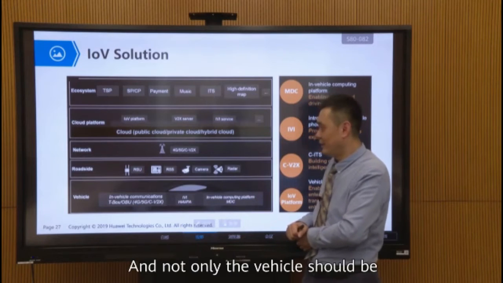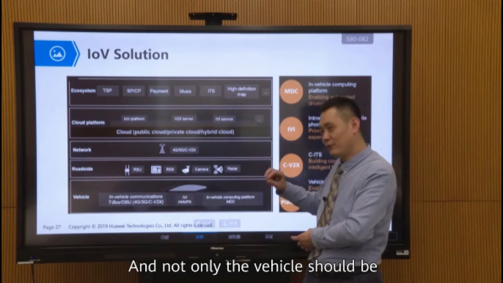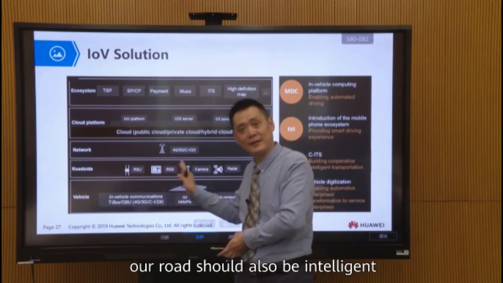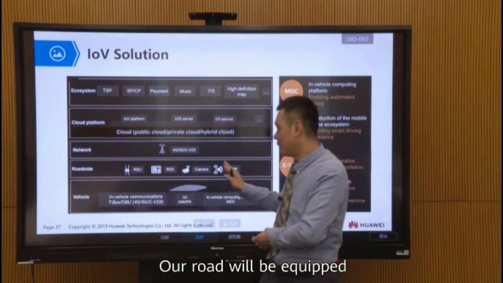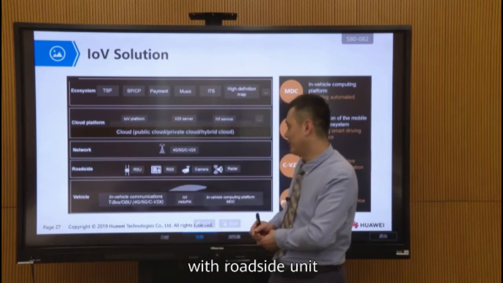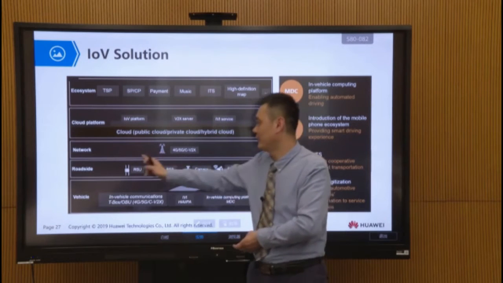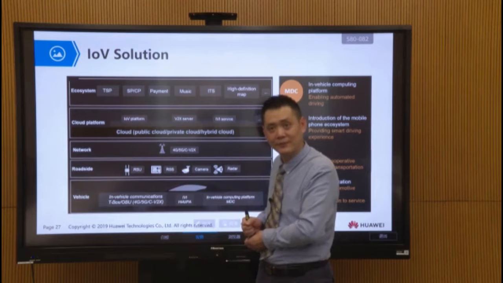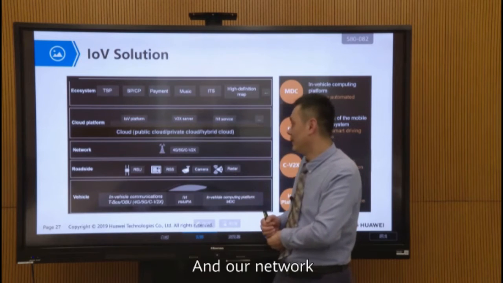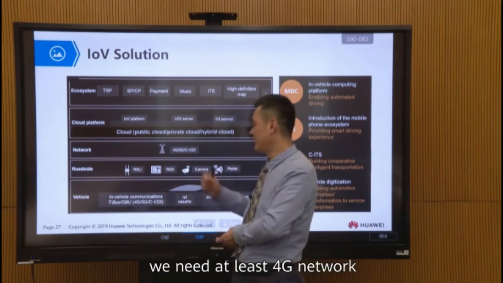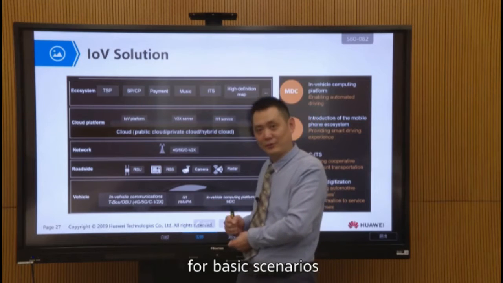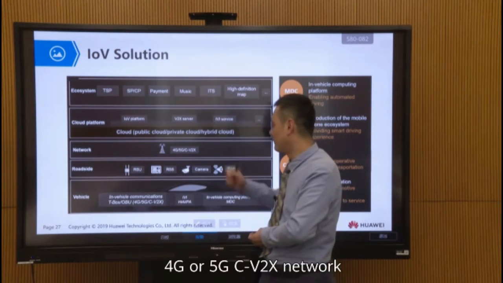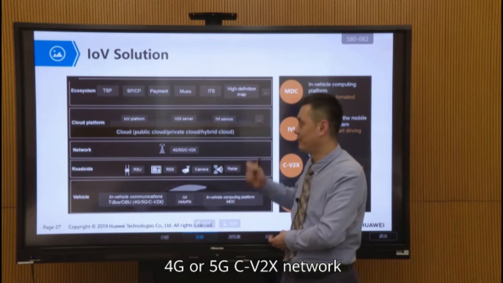And not only the vehicle should be equipped with devices, our road should also be intelligent. Our road will be equipped with a roadside unit, RSU, camera and radar. This is the roadside. We call it infrastructure. And our network, we need at least a 4G network for basic scenarios, and for advanced scenarios, we need 5G, right? 4G or 5G C-V2X network.